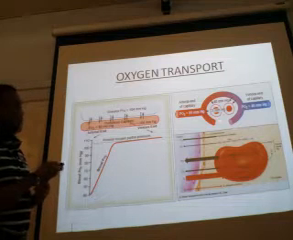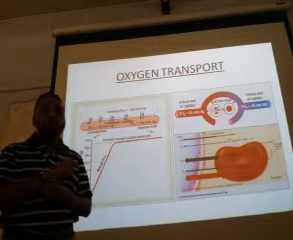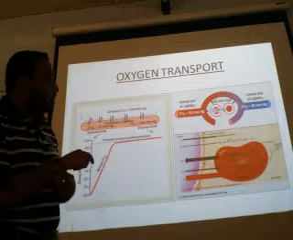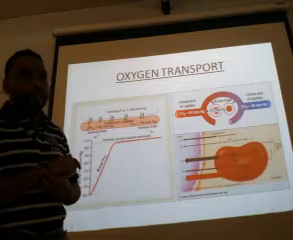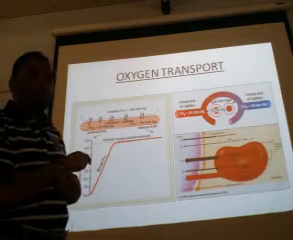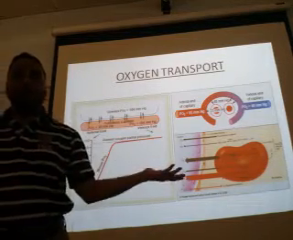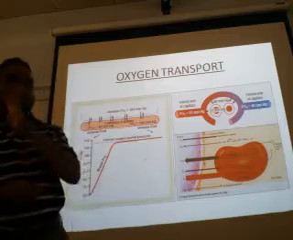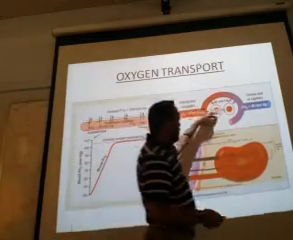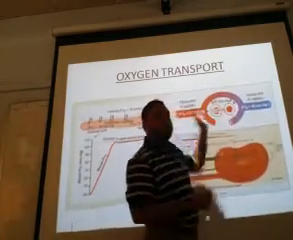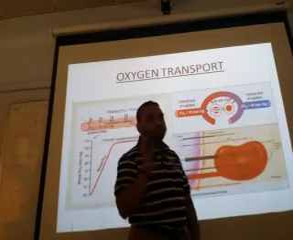Now, intracellularly, the PO2 is 23. Extracellularly, it is 40. And in the oxygenated blood, it is 95. So, which is the direction? Very easy. The direction is from the blood to the cell. Okay? And in this way, directly, the oxygen is delivered to the tissues.